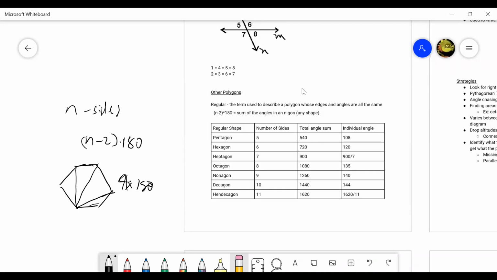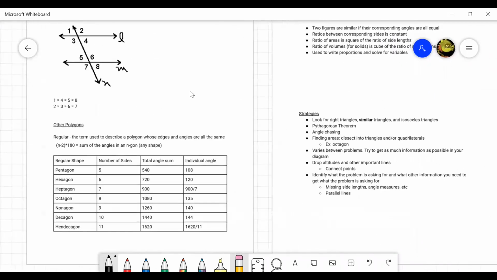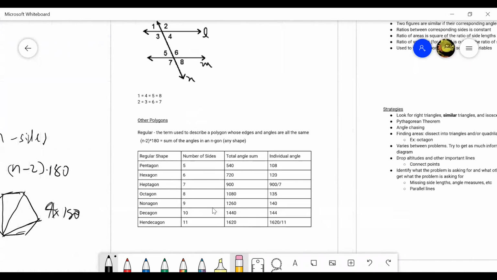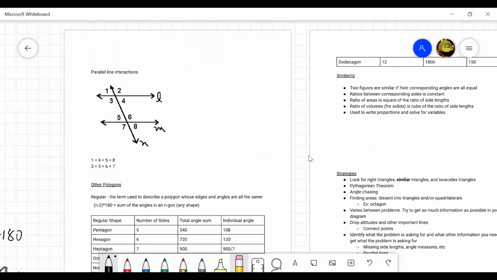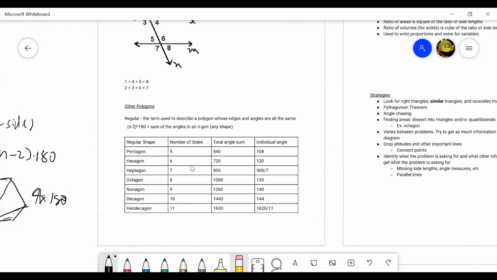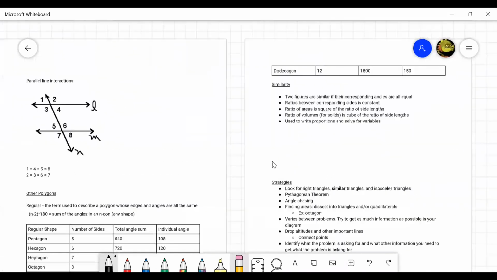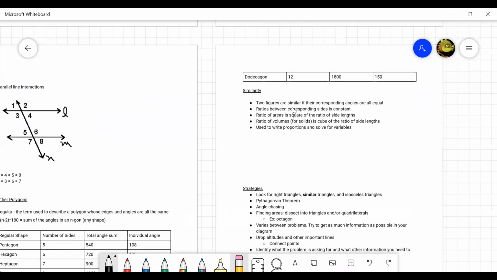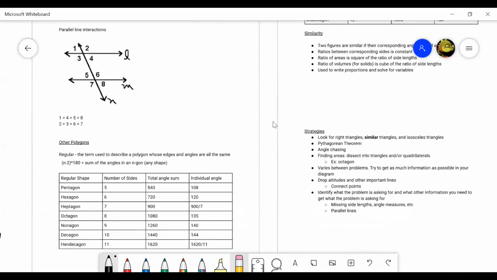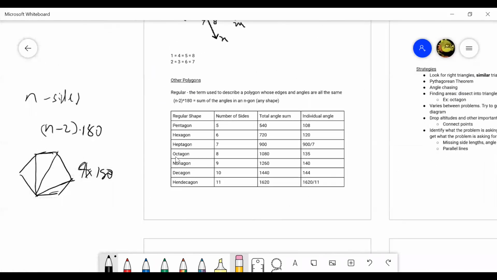For a regular shape, you just divide by the number of angles you have, since they're all the same, to find any individual angle. In the table provided are the angle sums and individual angle measures for the first 12 polygons, up to a dodecagon with 12 sides. You don't really need to memorize any of this since each of them can be derived just from the formula. It's just a reference sheet.